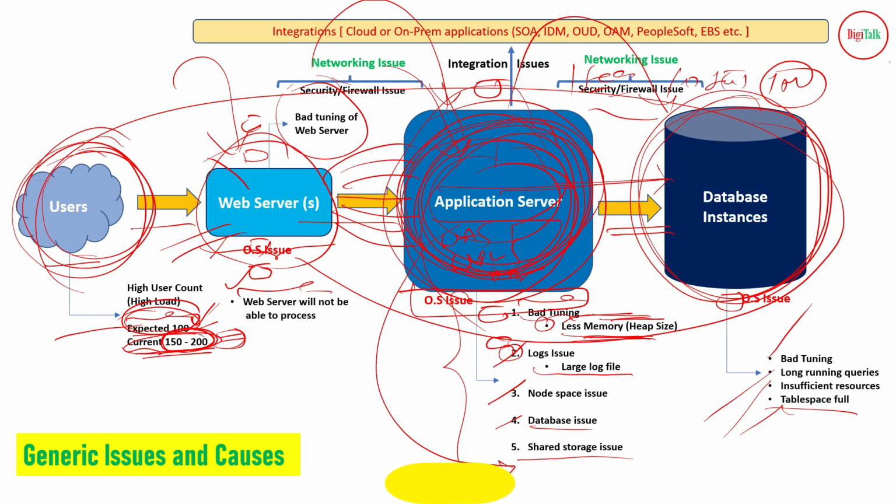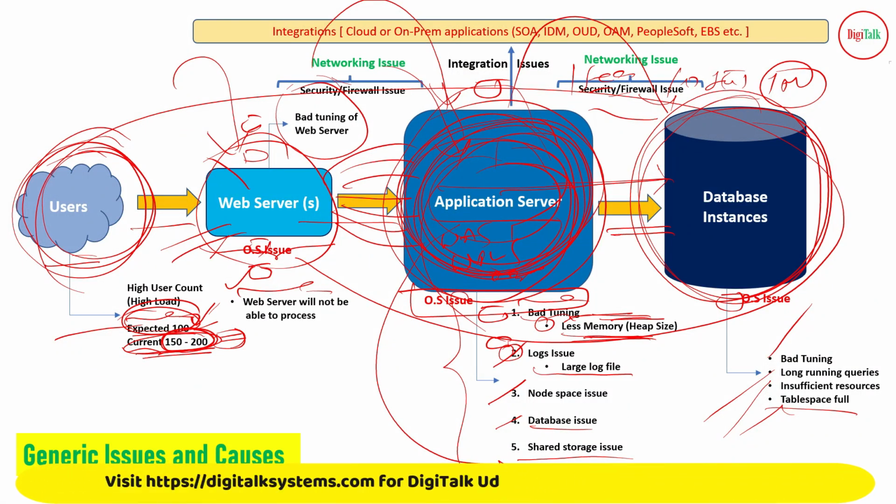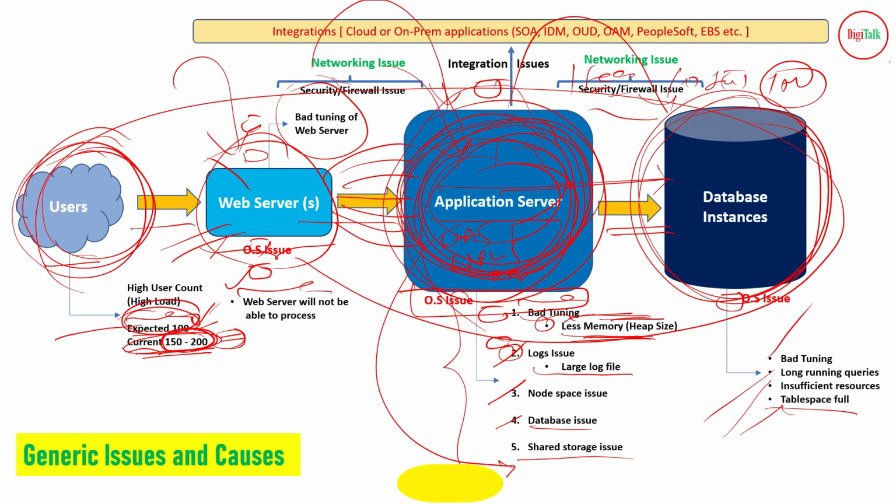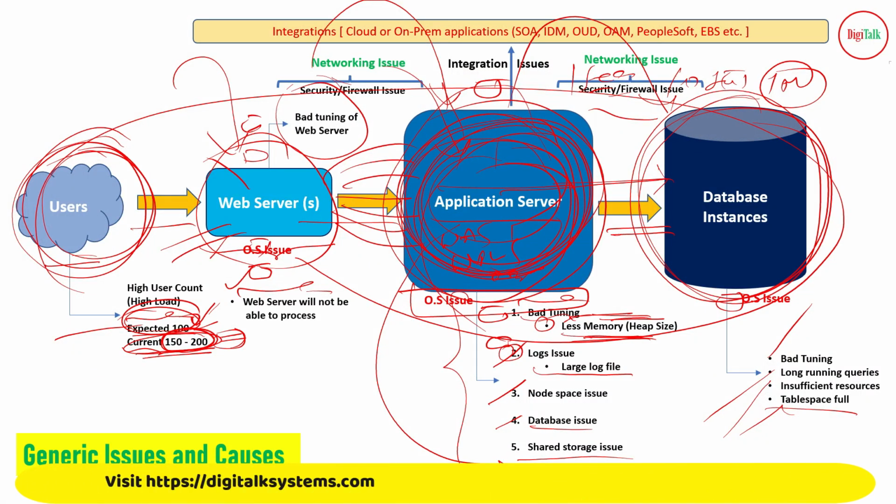You may have an integration with different tools like SOA, service-oriented architecture, maybe with some identity tools for authentication and authorization. You may have integration with an e-business suite, or some other ERP systems. So your application server may have integration with multiple different third-party tools and cloud applications. It may have integration with the database.